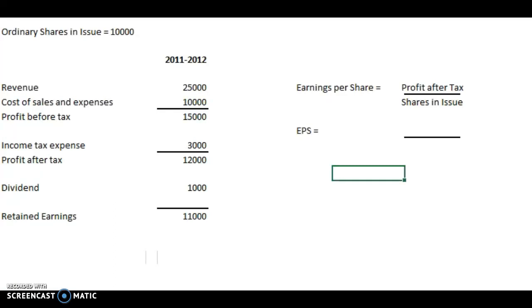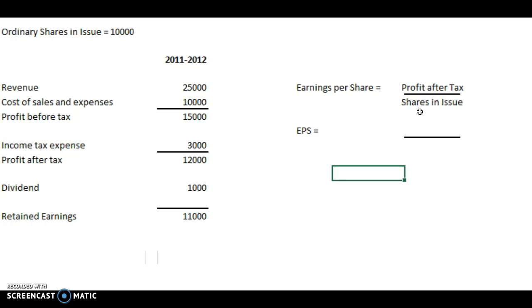Let's quickly look at earnings per share. It's a very useful ratio of general profitability for a company. And the equation is this: earnings per share, EPS, is the profit after tax divided by the number of shares in issue.